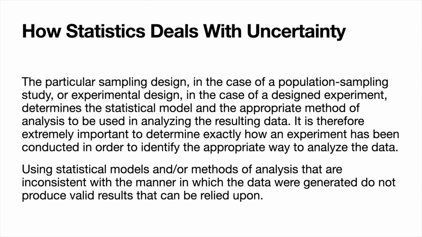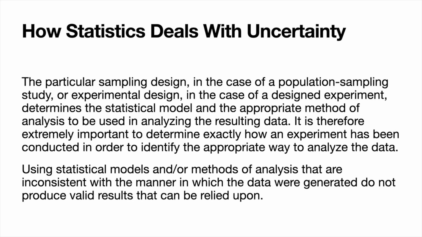The particular sampling design, in the case of a population sampling study, or the experimental design, in the case of a designed experiment, determines the statistical model and the appropriate method of analysis to be used in analyzing the resulting data. It's therefore extremely important to determine exactly how an experiment has been conducted in order to identify the appropriate way of analyzing the data.